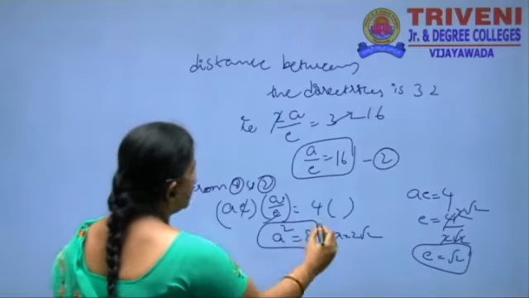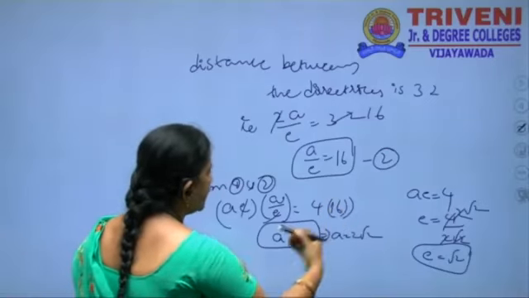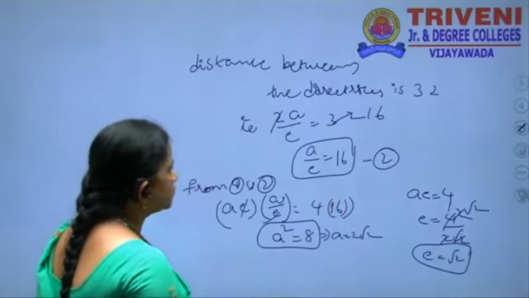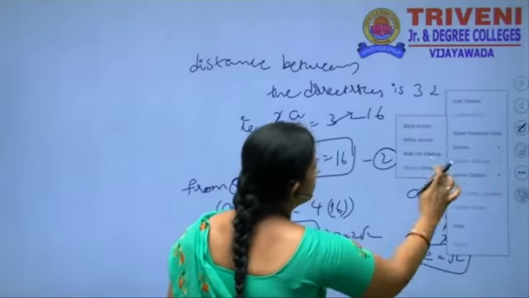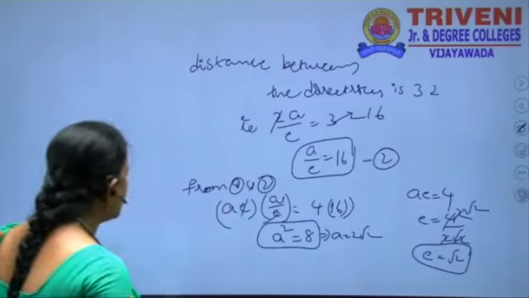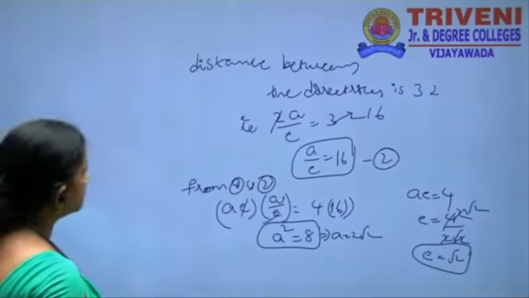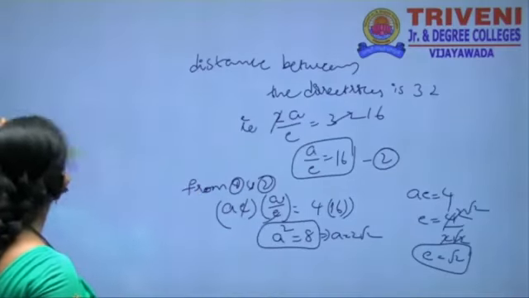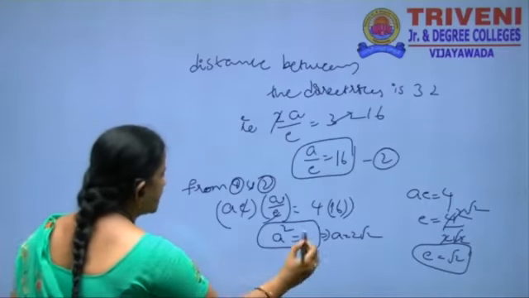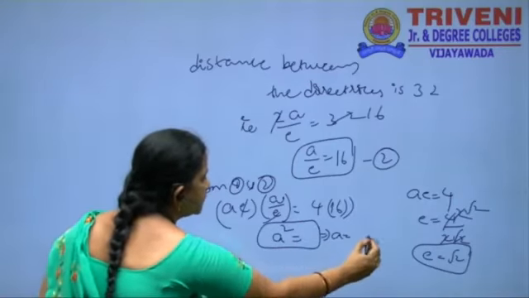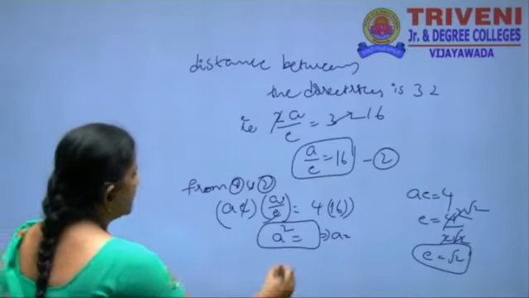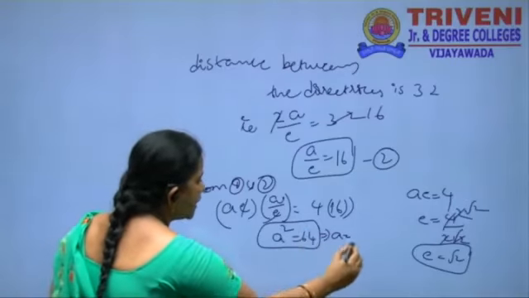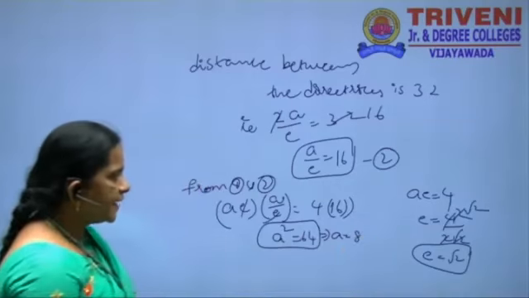A by e is 16. Then a square is equal to 16 fourths, which is 64. So a square is equal to 64, and the value of a is 8.